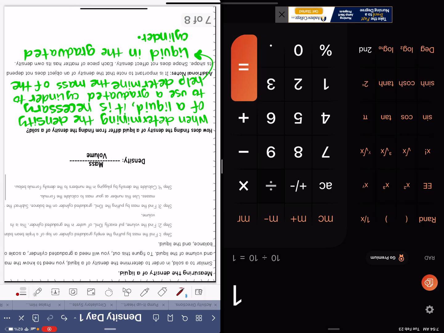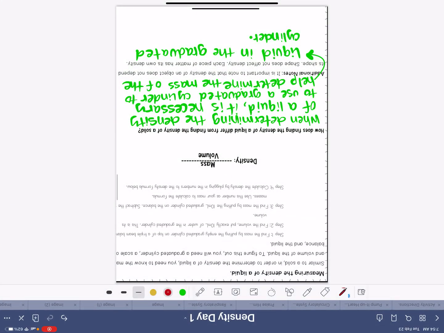Measuring the density of a liquid. Similar to a solid, in order to determine the density of a liquid, you need to know the mass and the volume of the liquid. To figure this out, you'll need a graduated cylinder, a scale or balance, and the liquid. All right, so here's step 1, step 2, step 3, step 4.